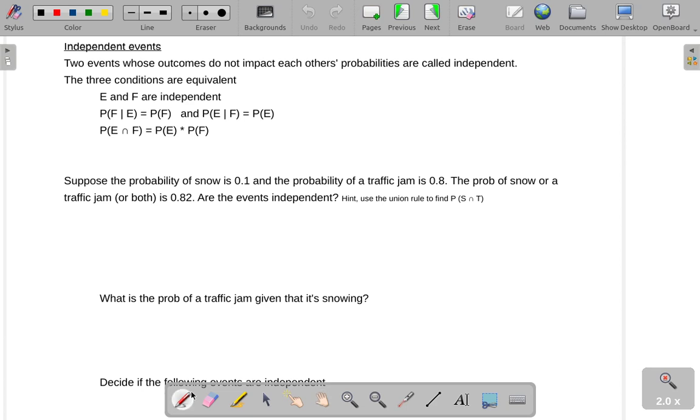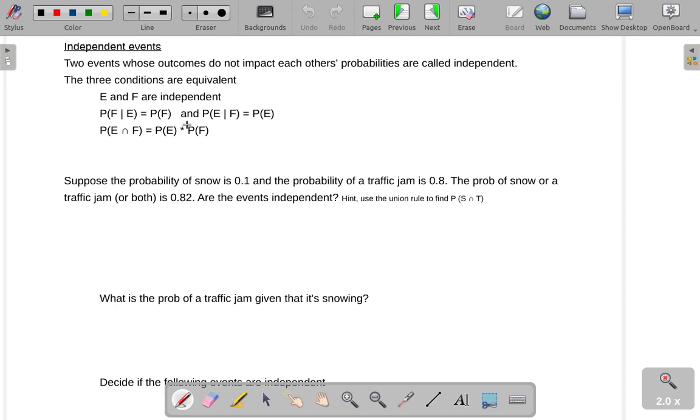We said that two events are independent when the outcome of one does not impact the probability of the other. So if we know one thing happens, it's not going to change the probability of the other one happening. The most common independent events that we tend to see are a die roll. If we roll two dice, if I tell you the outcome of the first one, it's not going to change the probabilities of the second.